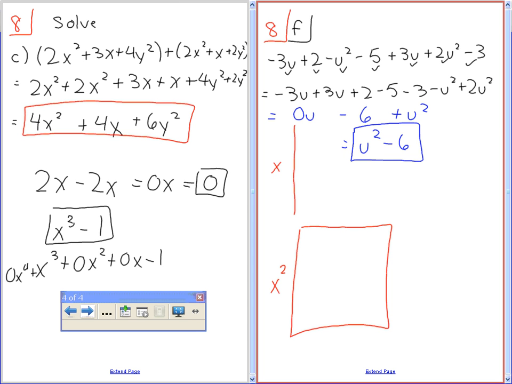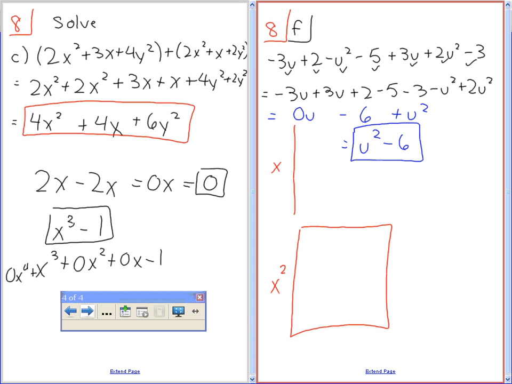It's negative 3. So when I do this in my head, I always do the positive first. So I do that as 3u minus 3u, which is 0. For the numbers, I do 2 minus 5 minus 3, and then 2u minus u squared. It doesn't matter what order, because you did it as u squared minus 6. I did negative 6 plus u squared.